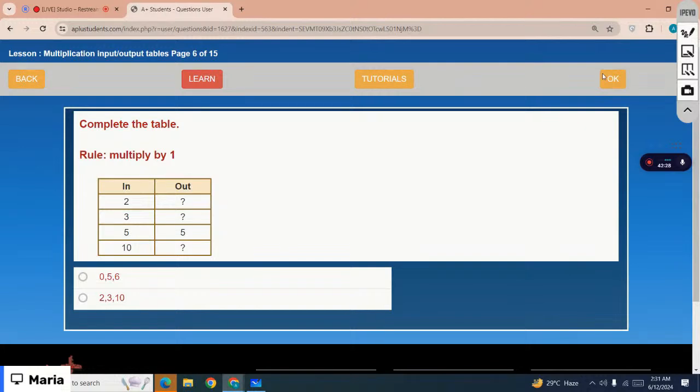The correct option is, which is the correct option?